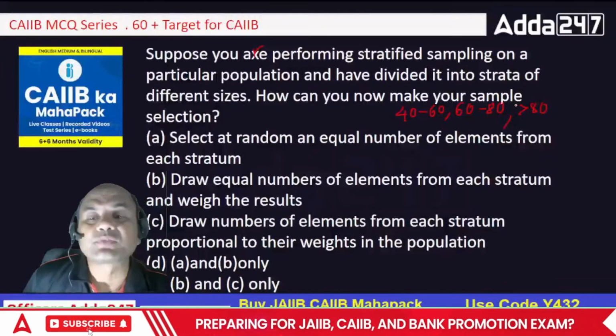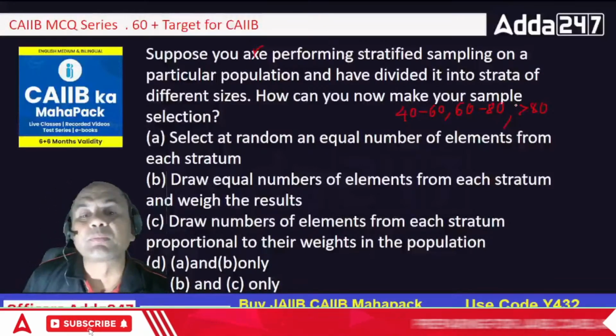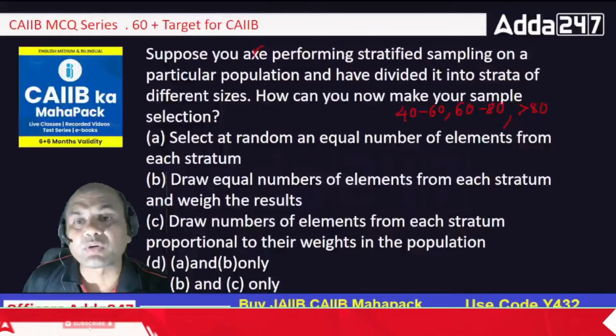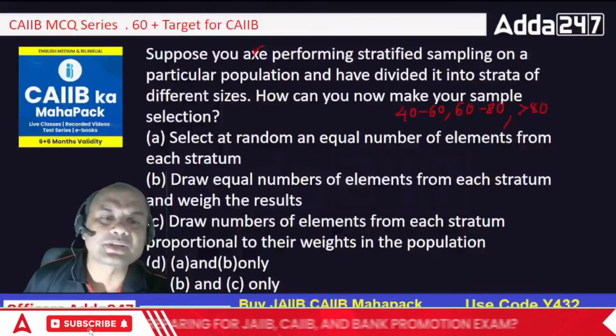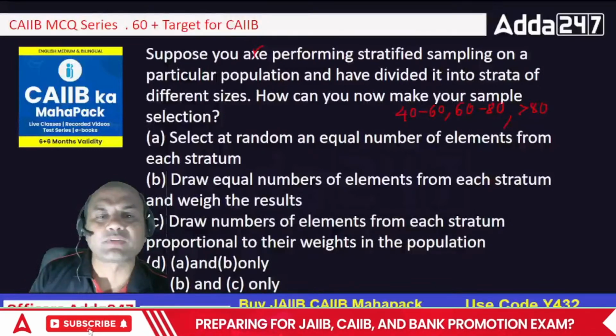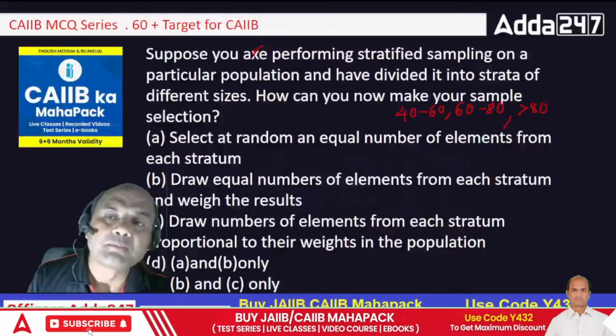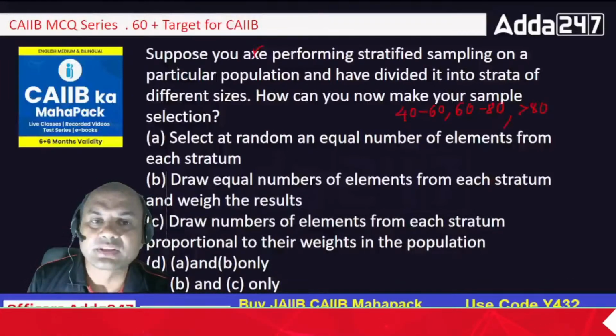Draw a number of elements from each stratum proportional to their weights in the population. So depending on the weight. So what do you think? Now the further options are what? Either A and B only, or B and C only. Now this is okay. But think over the first three.